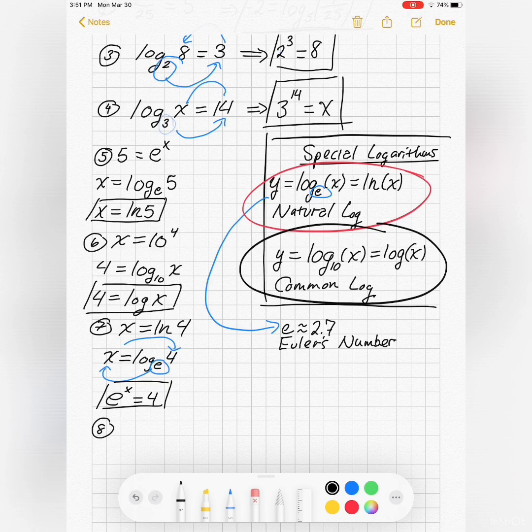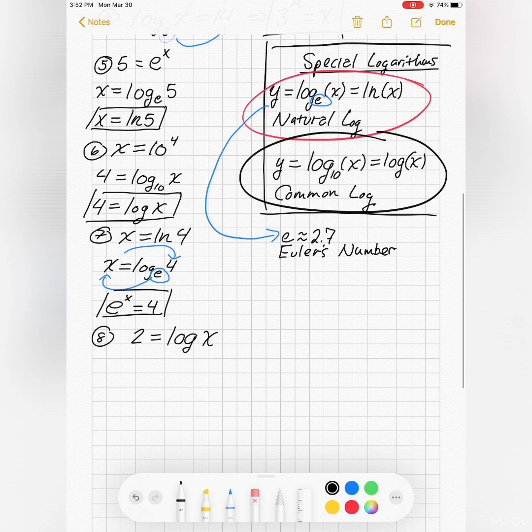Number 8. How about 2 equals log of x? To change this into exponential form, the first thing I notice is this is a common log. I know I'm to assume the base is 10, so it's going to be 10 to the second equals x. All right, so what I've done there is I've worked on changing between exponential and log form.